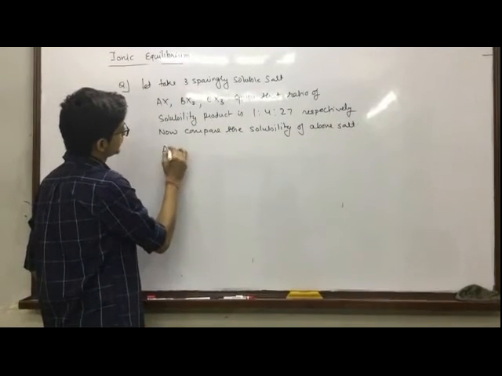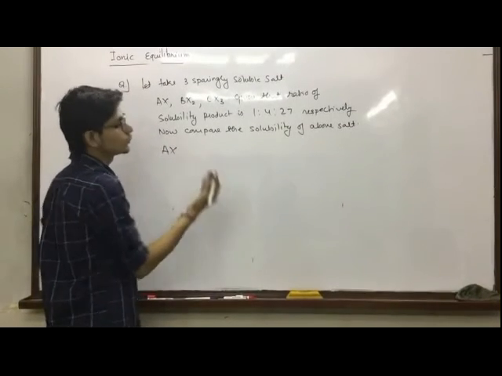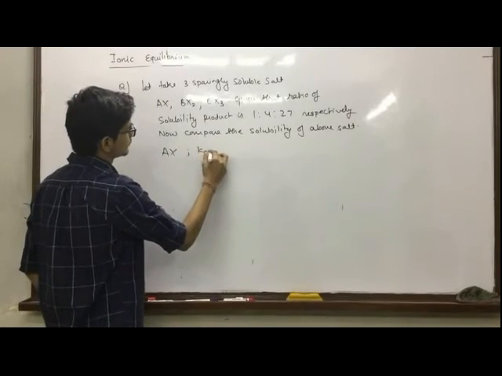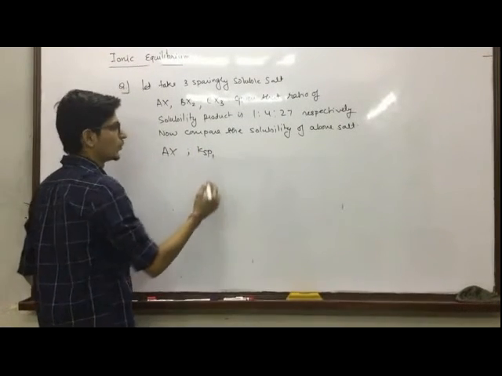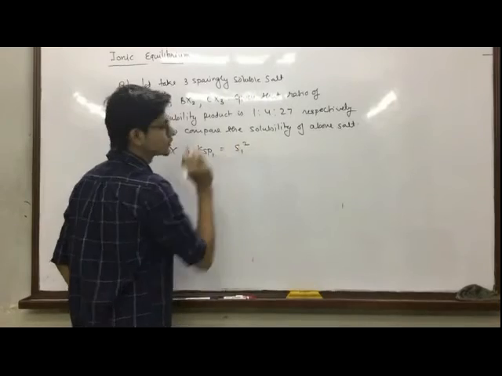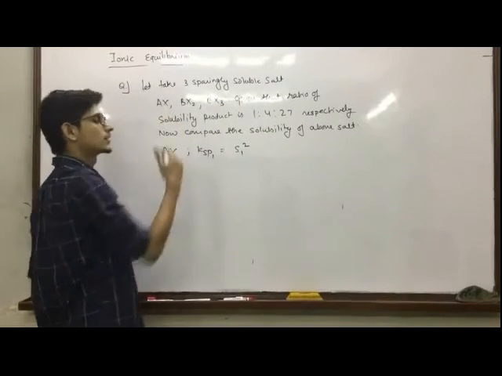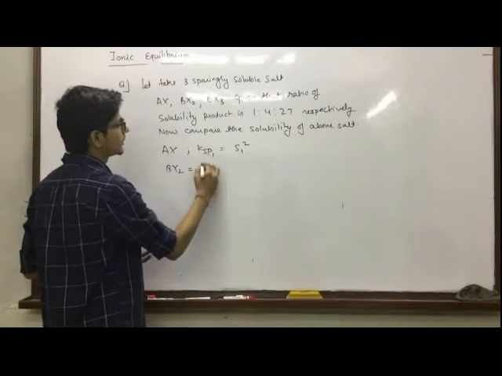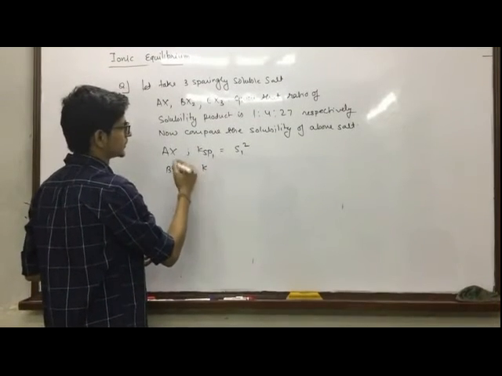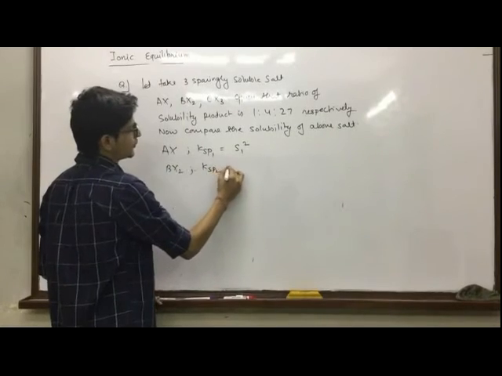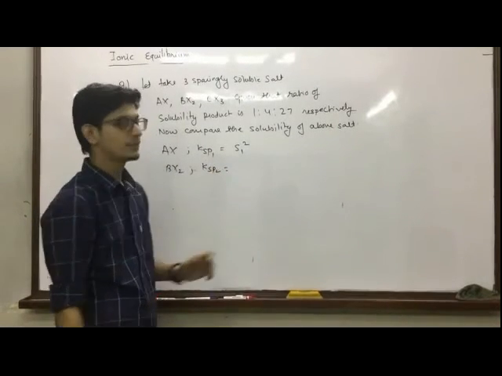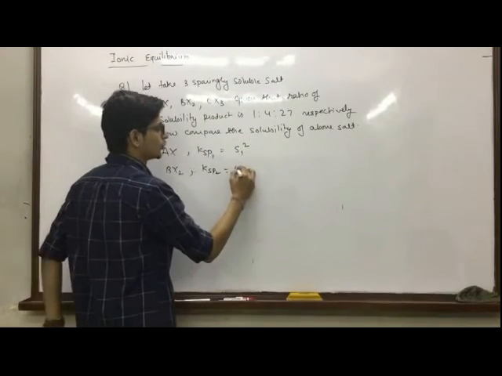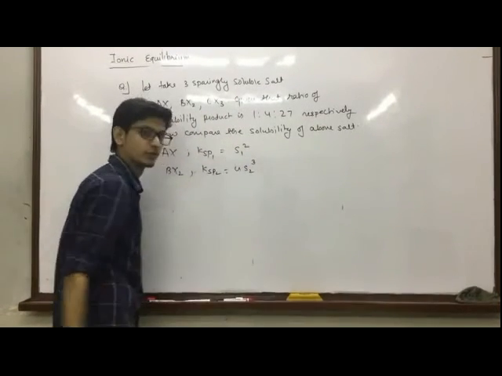See, AX is the salt and AX is going to dissociate into A and X ions. So for AX, let's assume its Ksp is Ksp1, so it will be S1 squared. We have seen earlier that AX is similar to the AgCl salt. For BX2, its solubility product is Ksp2. The relation will be, like the example of CaF2, 4S2 cubed.